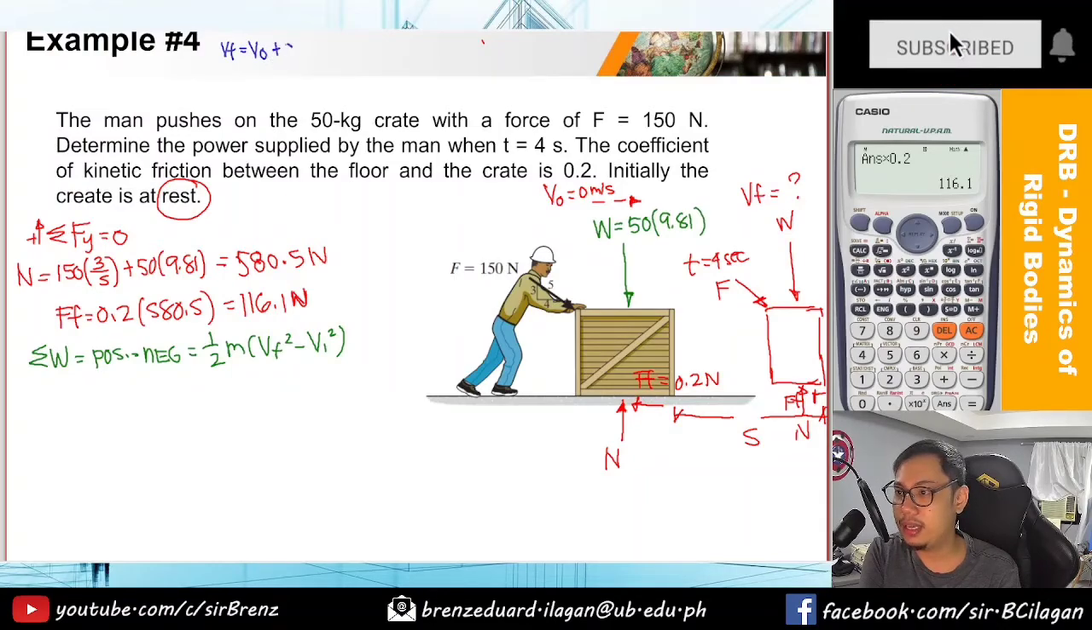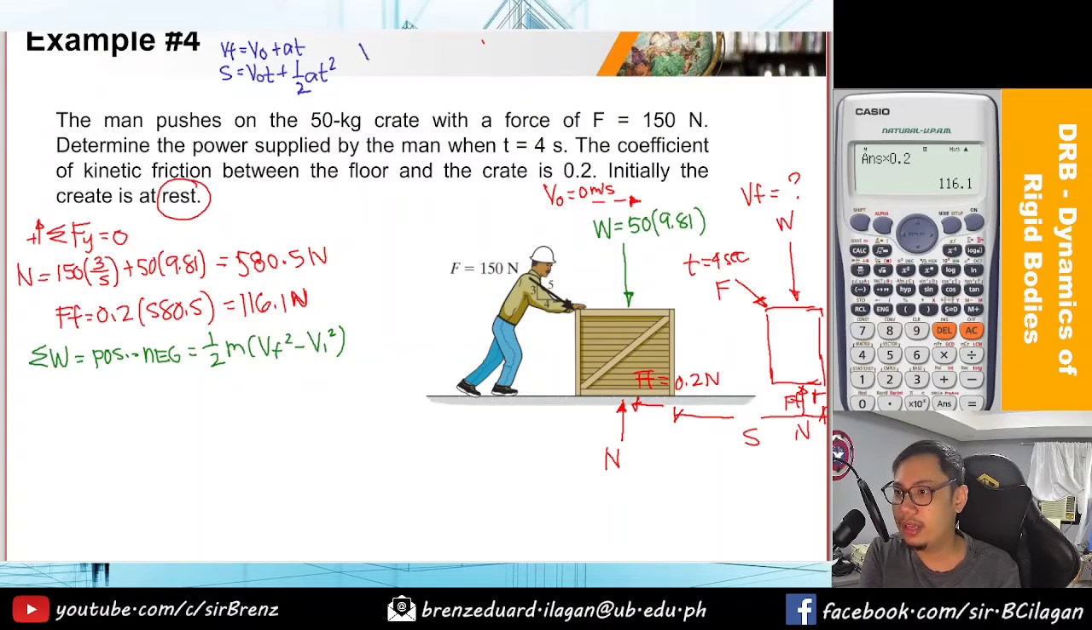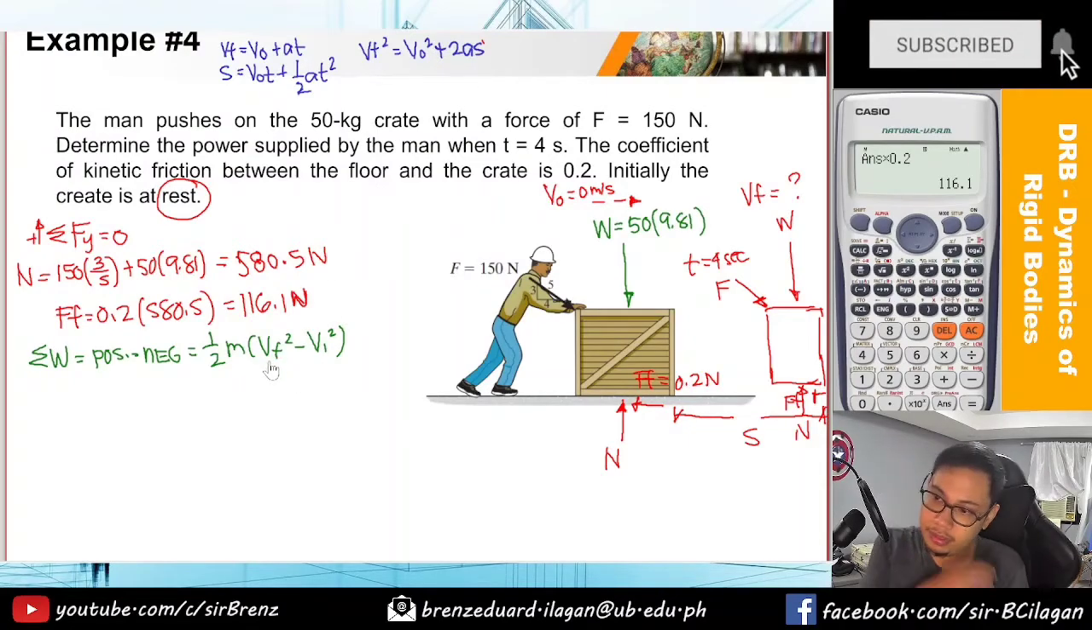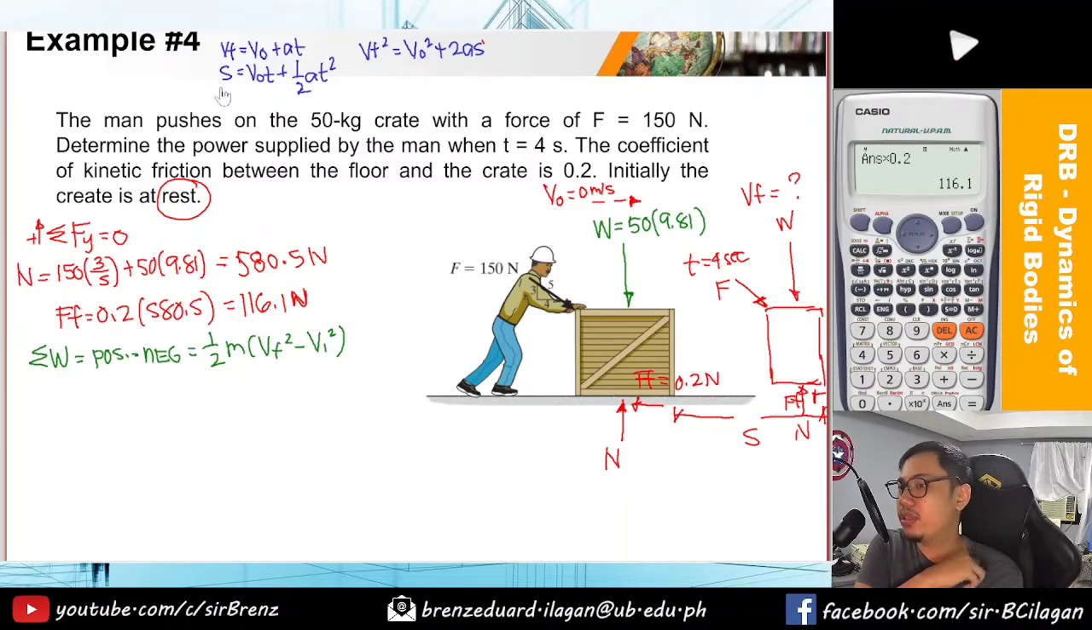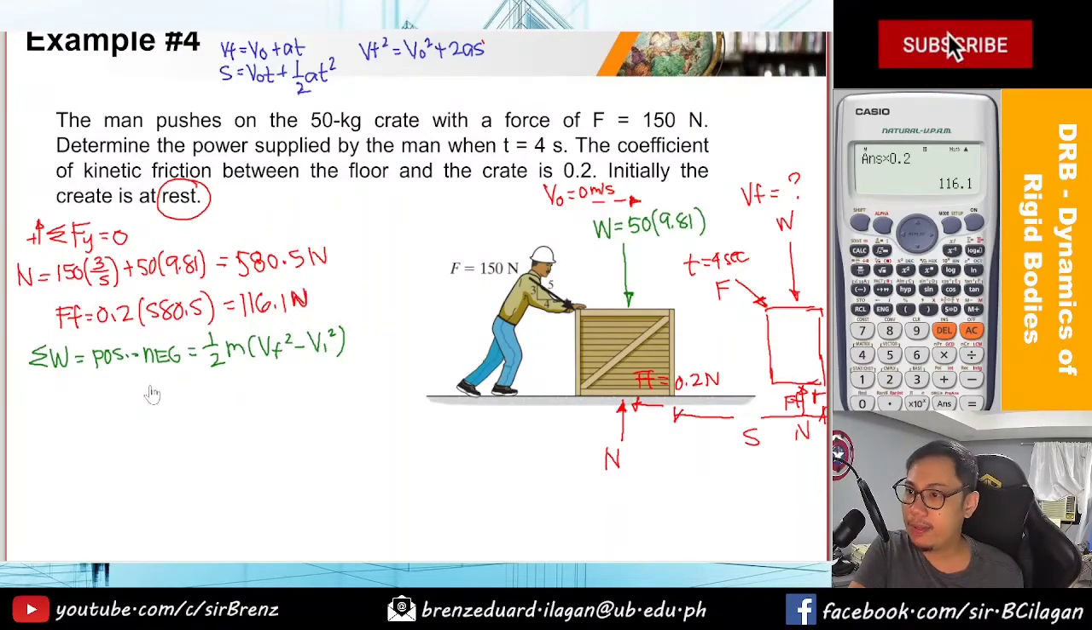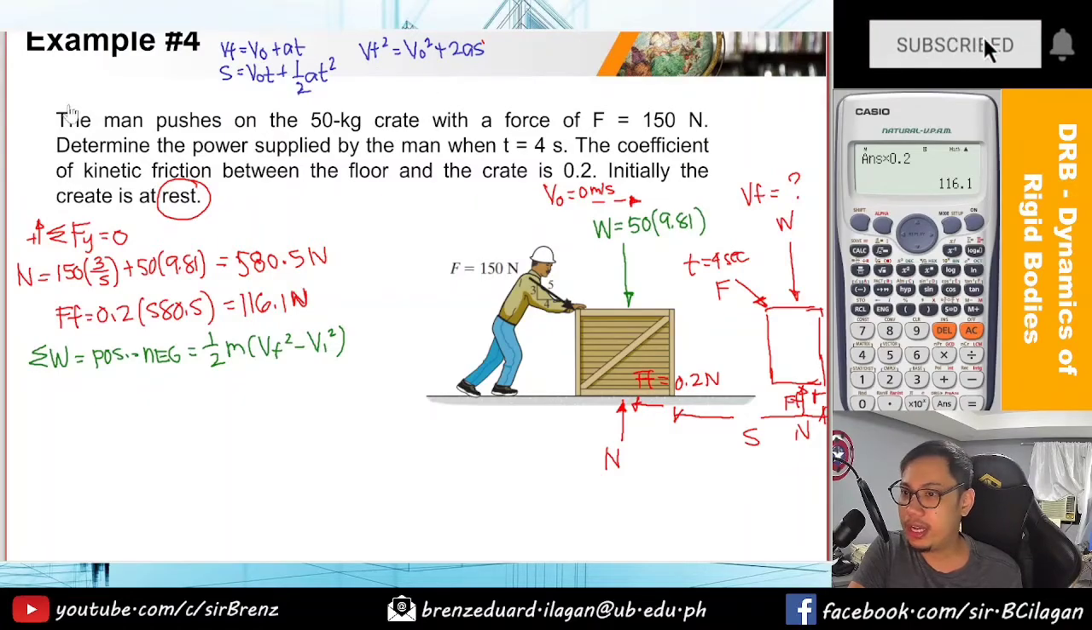So, plus at. And then, S equals to V0t plus 1/2 of at squared. And then, final velocity squared is equals to initial squared plus 2aS. Okay? Alright, so alin sa tingin nyo ang gagamitin natin dito? So, I think we should use the first equation muna.